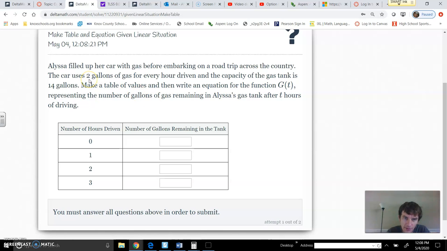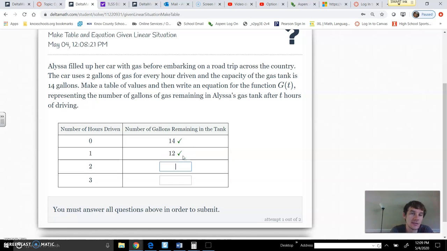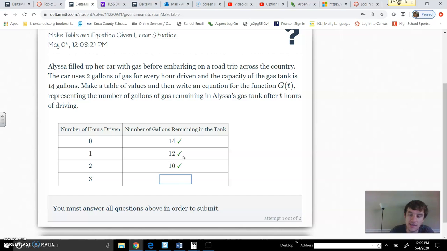And so it says a little bit of important information there. The car uses 2 gallons every hour, but it is a 14-gallon total tank. And so it says she filled up her car at the very beginning. So if she has not driven yet, that means there's still 14 gallons in the car. Now, it says it's 2 gallons for every hour that she drives, and so in 1 hour, she's going to have used 2 gallons, meaning there's only 12 in the tank. And that's because there's a negative slope or a negative rate of change happening in the problem. She's using 2 gallons, and so I have to just keep decreasing each of these by 2.